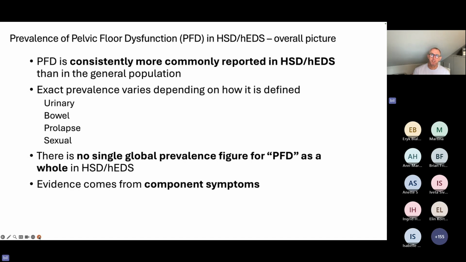So when we come down to pelvic floor dysfunction in heads and HSD, what's the overall picture? The overall picture is really that pelvic floor dysfunction is consistently more commonly reported in HSD and heads than in the general population. And the exact prevalence really depends on how it's defined. I think urinary, bowel, prolapse, sexual. So we don't really have a single global prevalence figure for PFD as a whole. The evidence comes from component systems, really.